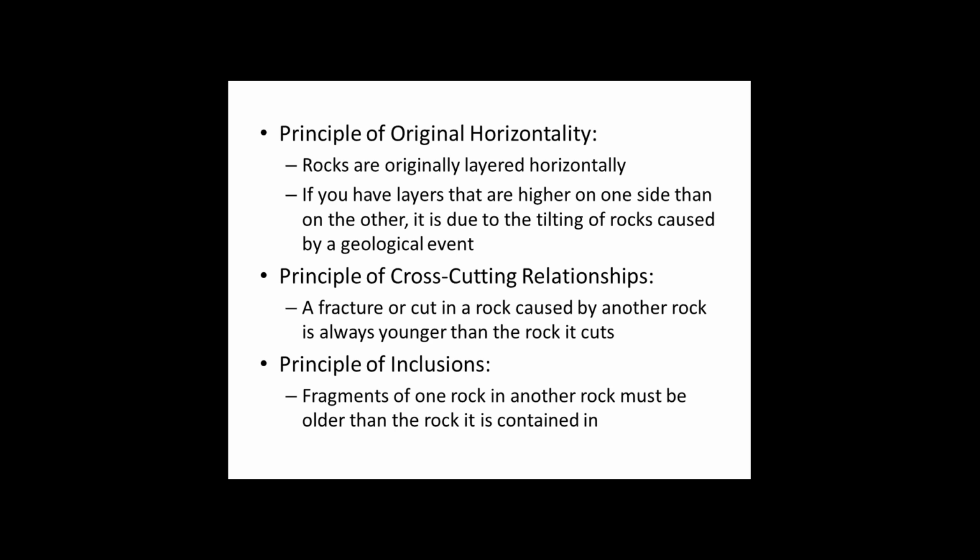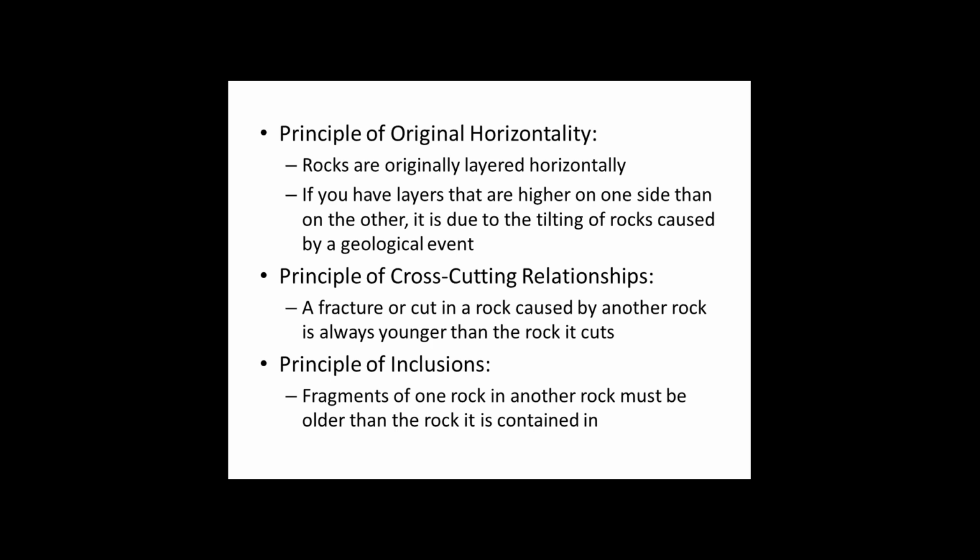The next one is the principle of cross-cutting relationships. This refers to that part of the picture we looked at earlier where there's a fracture or cut in a rock that's caused by another rock. And that fracture or cut in a rock is always younger than the rock that it cuts. On first thought it might seem a little confusing because this layer of rock cuts in and obviously goes farther down and deeper than the top layer of rock. But in order for this rock to have cut through all these layers, it has to have cut through the top layer too, which makes it the youngest one.